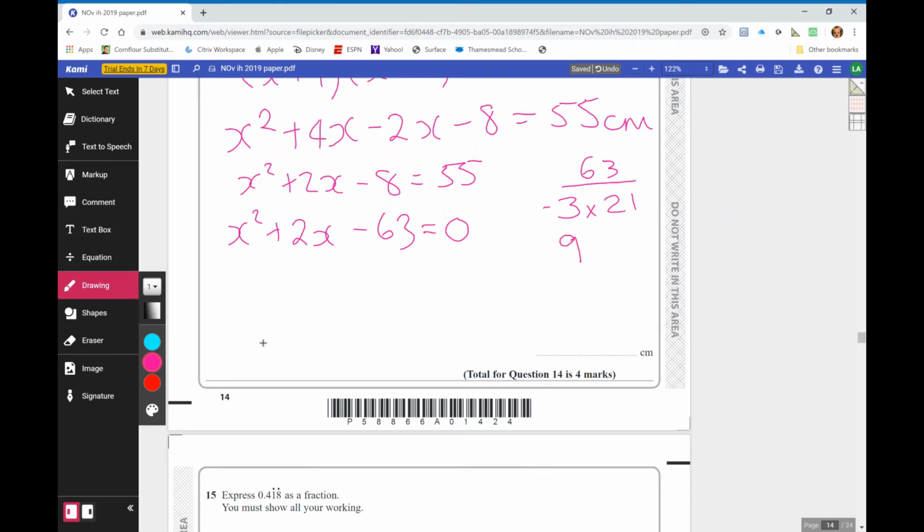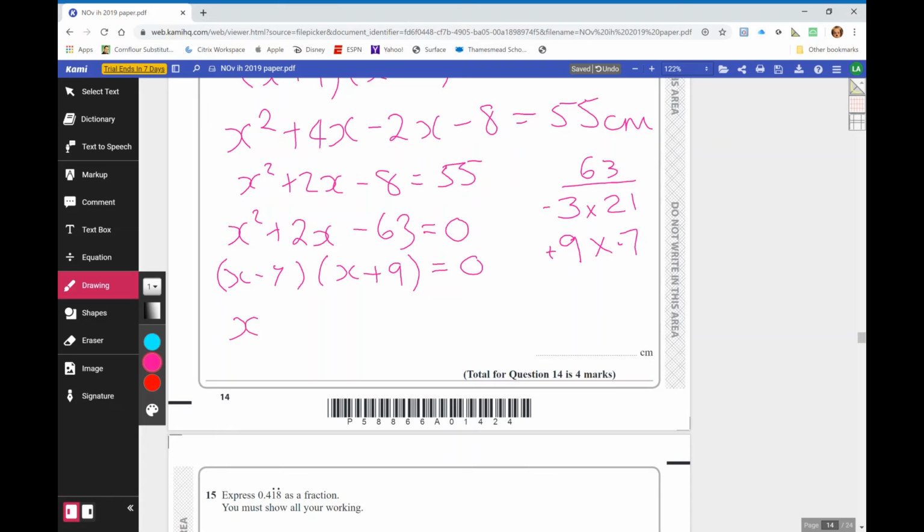63 goes into 9 times 7. Now we can see 9 and 7 have a difference of 2. So if we make the 9 positive and the 7 negative, you would add them to get positive 2. So those are your two numbers inside the factorising: x plus 9, x minus 7.